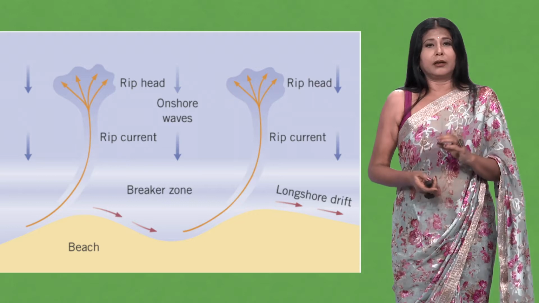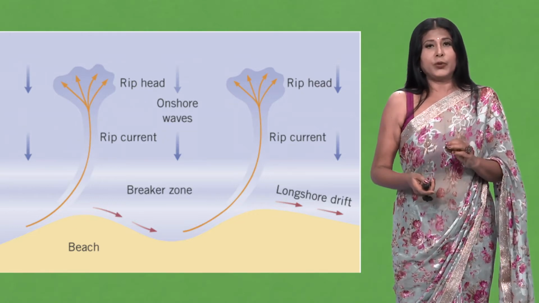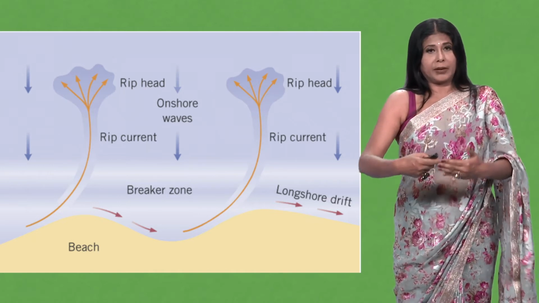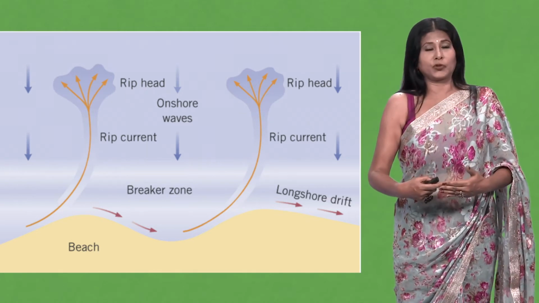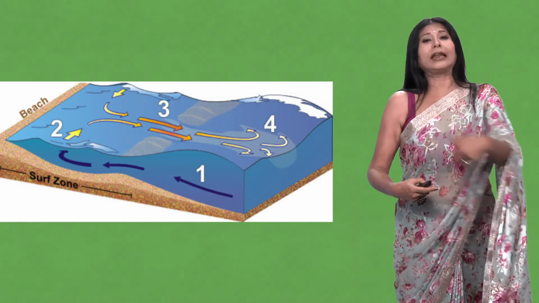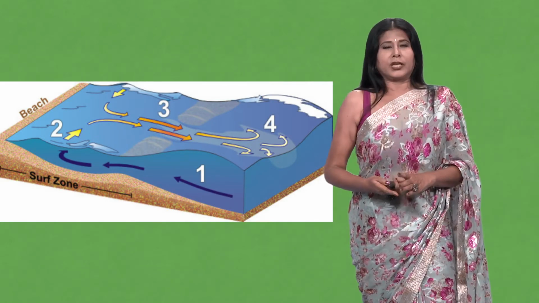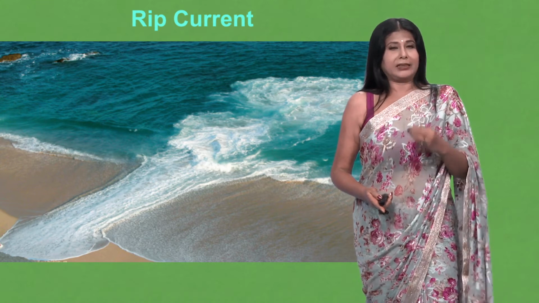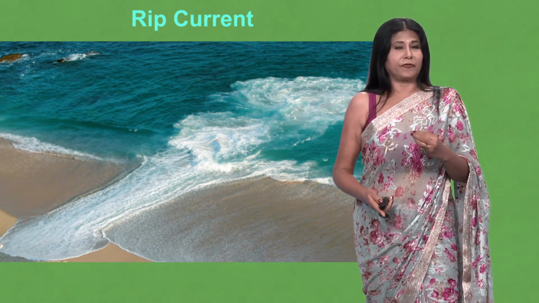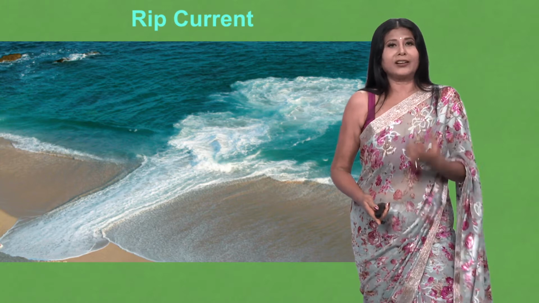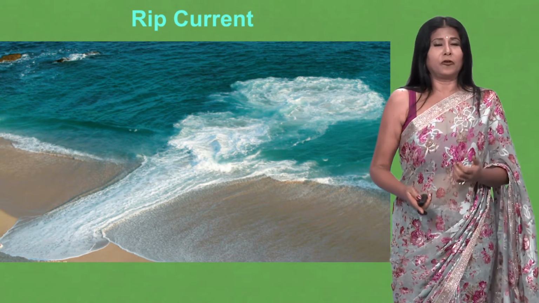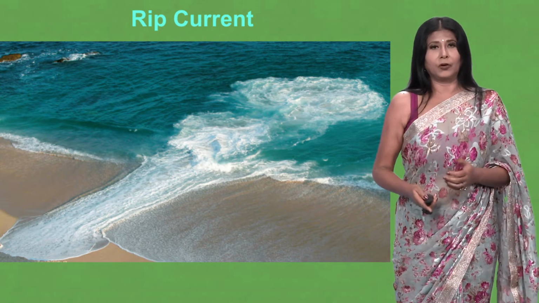The rip current is something which is a little away from where the water is coming, the swash and backwash zone, and it is an eddy motion. Such a rip current can be very dangerous. This eddy is very powerful. It can drag a swimmer down. So this also is responsible for a lot of sediment movement along the coast.